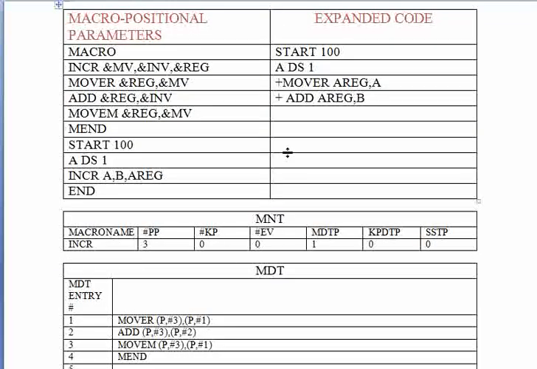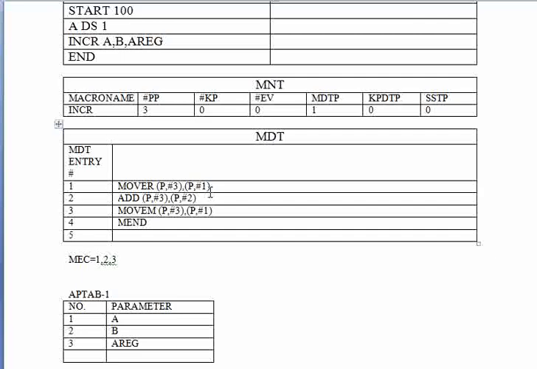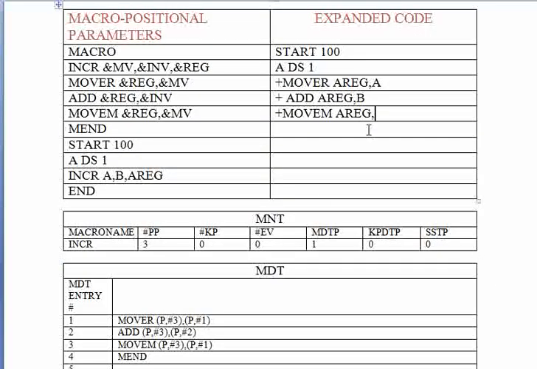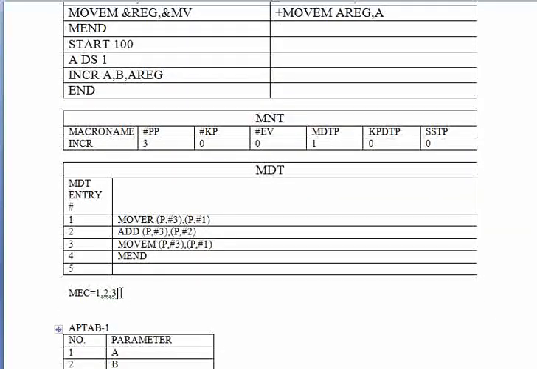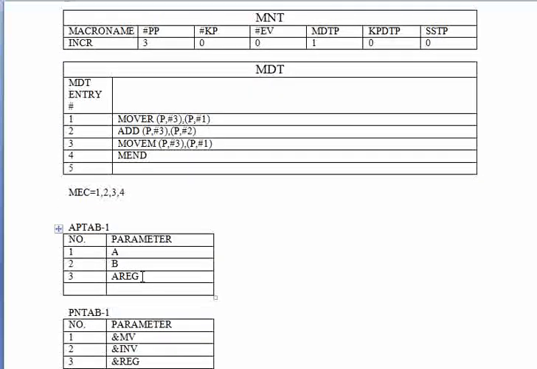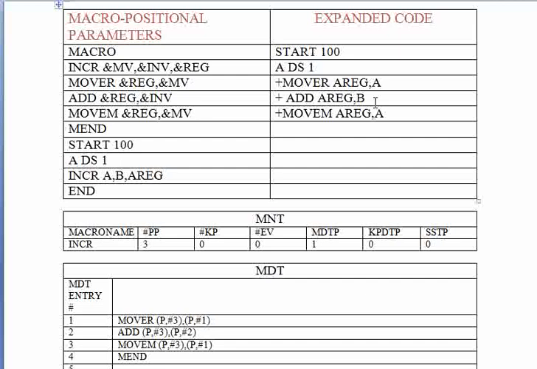Go to the third line, it's a MOVE M statement, so we write MOVE M. P comma #3, we all know it is A register in the AP tab, and P comma #1, in the AP tab we have an A, so this is A. After that MEC is incremented by 1, which is 4, and at 4 we have MEND, so we stop, and it does not become a part of our expanded code. This is how this macro call is expanded to 3 lines. So expansion takes place for this macro call.